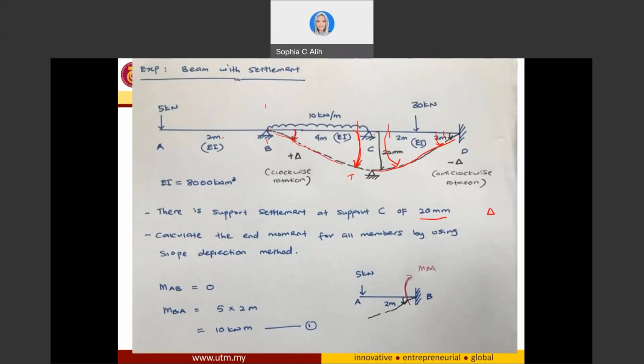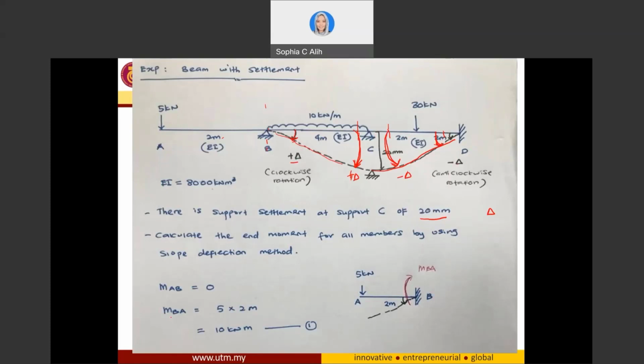However, for my end moment CD, since this is counterclockwise, it's going to be negative delta. Similarly for the end of D, since it is counterclockwise, it's going to be negative. So the value for BC is going to be positive delta, negative delta, and negative delta. Then you just put it in your calculation.